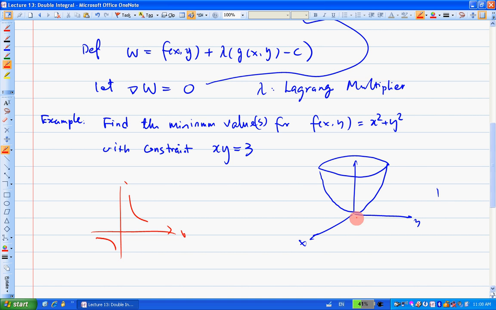So if I draw it over here in 3D, one branch is over here, and the other one is on the other side, right? On the other side there, okay? So I'll just draw one here.